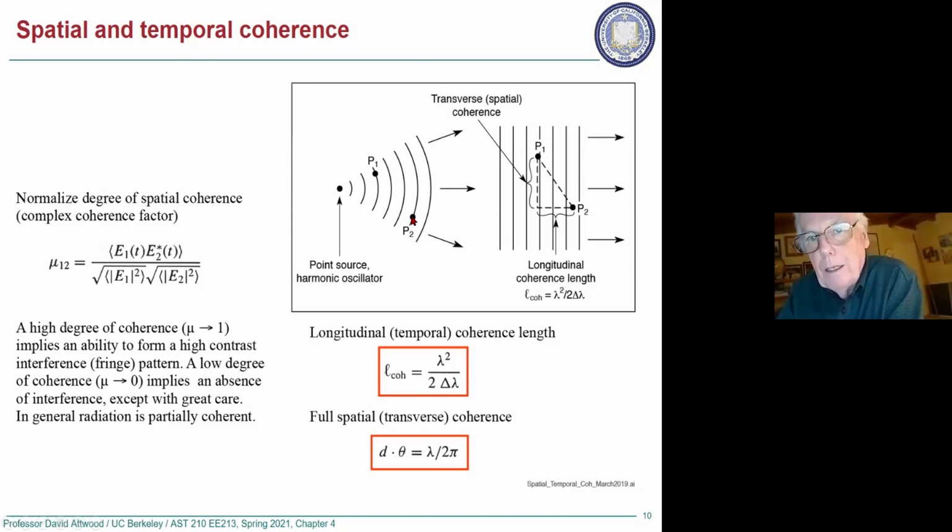It would depend on the degree of coherence in this source and how far apart these two were, and how much of it was longitudinal and how much is transverse. And these are just normalization factors. So this has a maximum of 1 and a minimum of 0. Full coherence would be when you could totally predict P2 from P1. This mutual coherence or normalized degree of coherence would be 1. If you know P1 and you have no idea what P2 is, that would be incoherence.